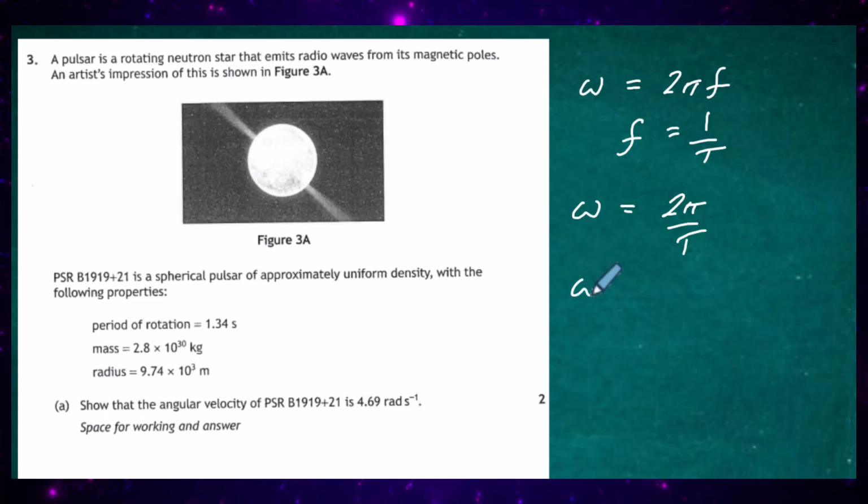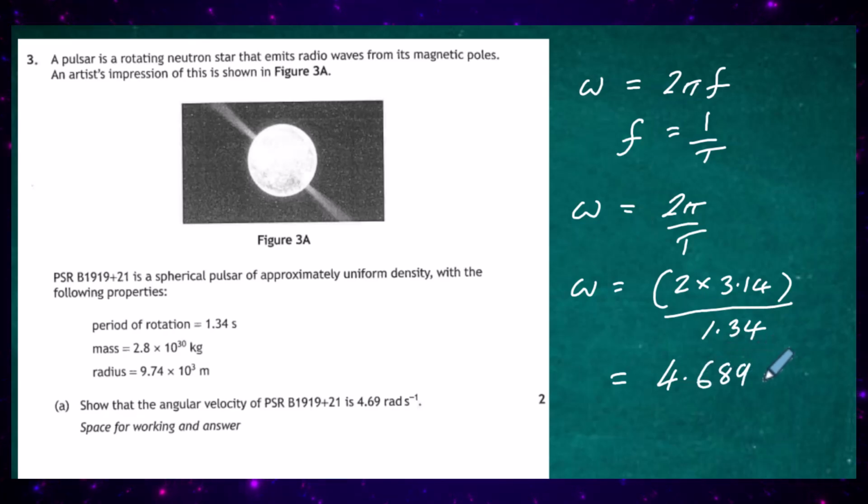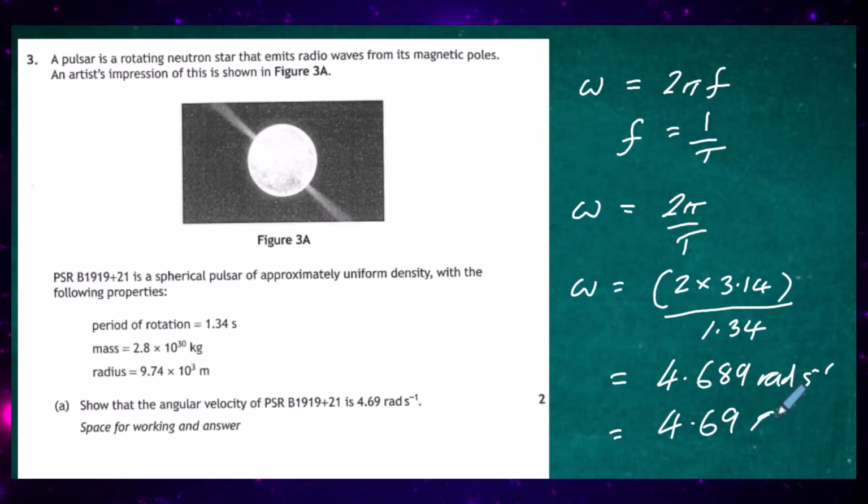We can put in now the numbers. Omega is going to be 2 times the value of pi, which we'll put in as 3.14, divided by the period T, which is 1.34 seconds. When we do that in our calculator, we end up with an answer of 4.689 radians per second. And to put it to 3 significant figures, we can put that as 4.69 radians per second, and that's what I've been asked to prove.